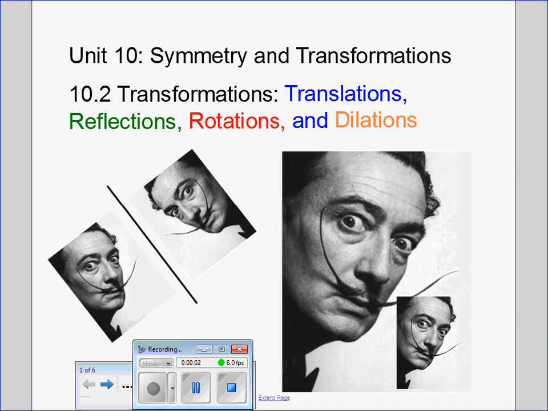Hey everybody, here we are in Unit 10 still, symmetry and transformations. Last in 10.1 we did symmetry, today we're doing transformations. We're looking at these types of transformations, basically because they're called translations, reflections, rotations, and dilations. And you've probably done these in a previous class. So let's get started.